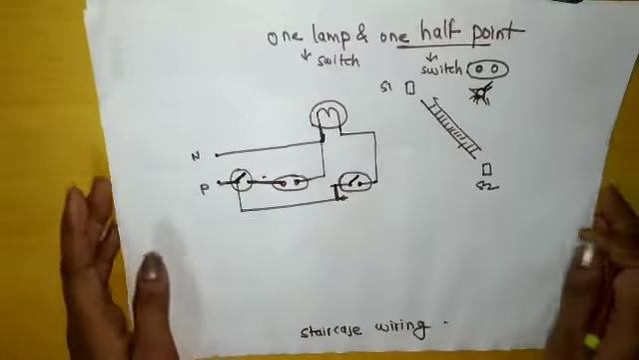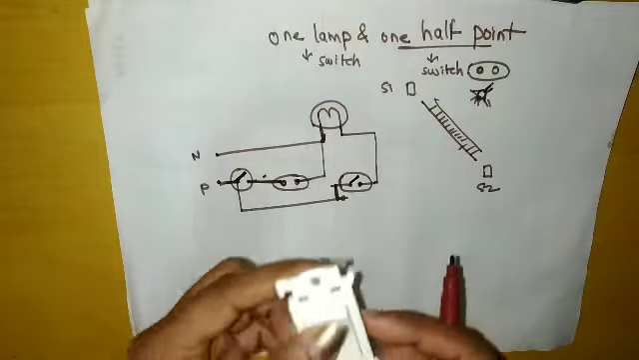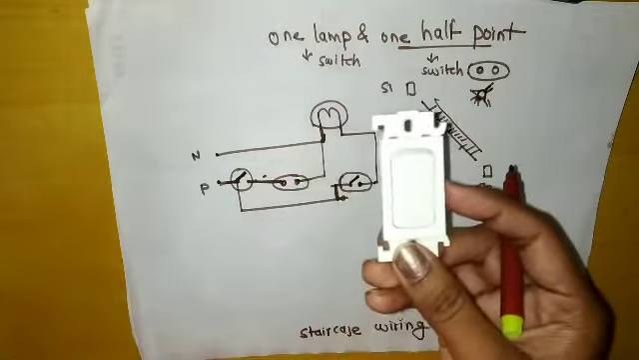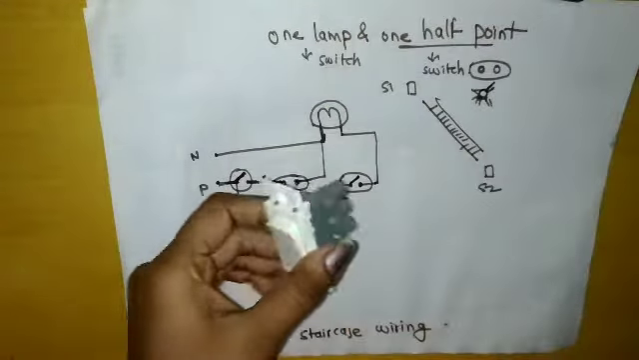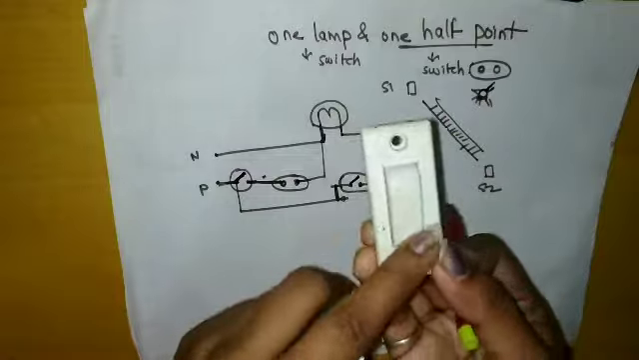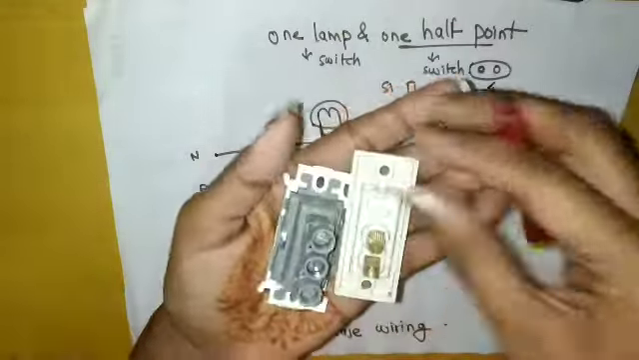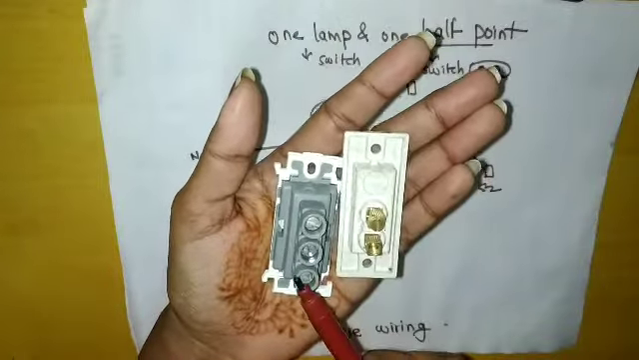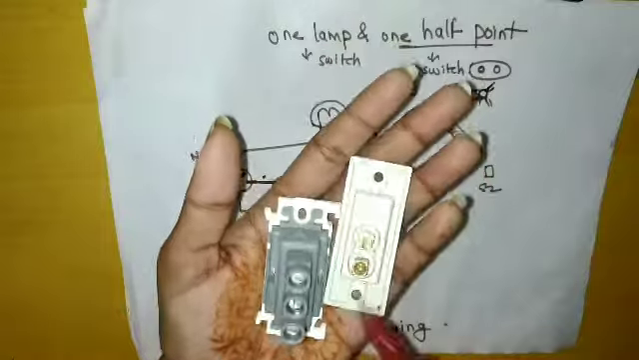So for the staircase wiring, what do we require? We require a two-way switch. So this is the two-way switch, and this is our normal switch. Just make the difference: it has 3 terminals and it has 2 points, right? It has 3 and it has 2.